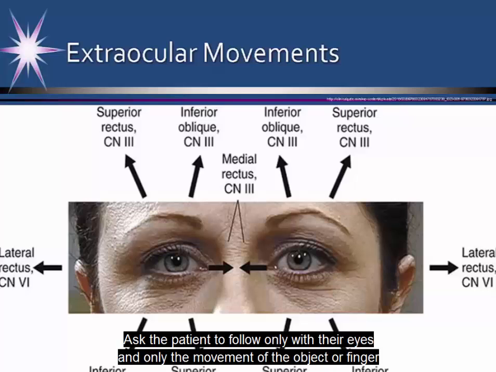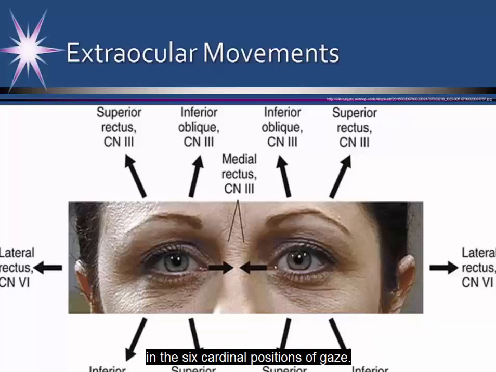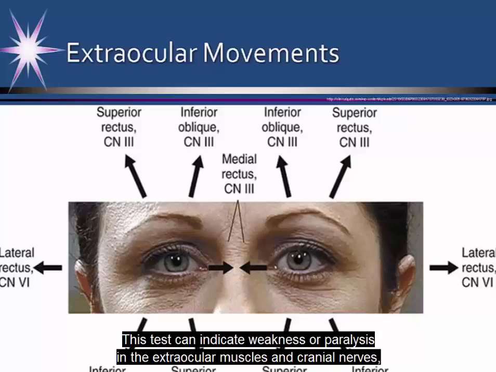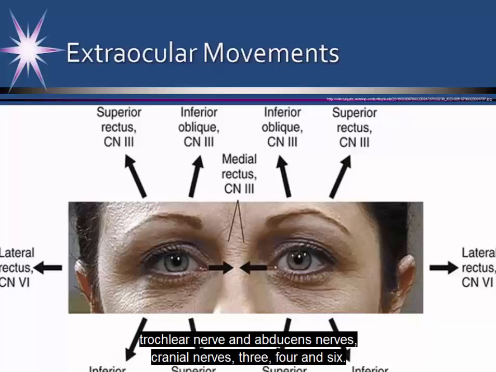Ask the patient to follow only with their eyes and only the movement of the object or finger in the 6 cardinal positions of gaze. This test can indicate weakness or paralysis in the extraocular muscles and cranial nerves, the oculomotor, trochlear, and abducens nerves, cranial nerves 3, 4, and 6.